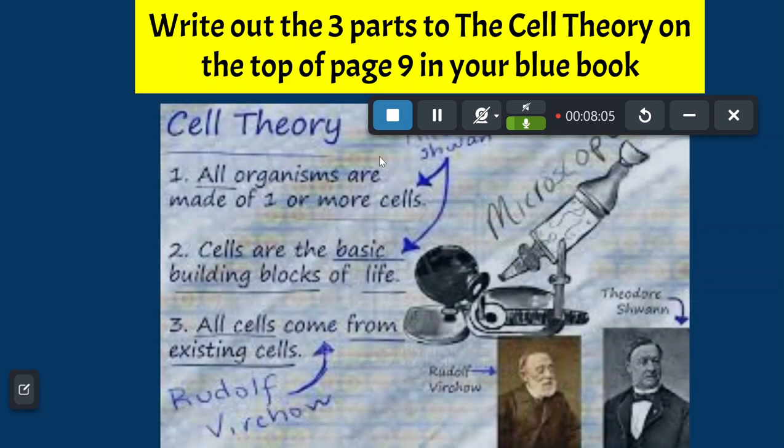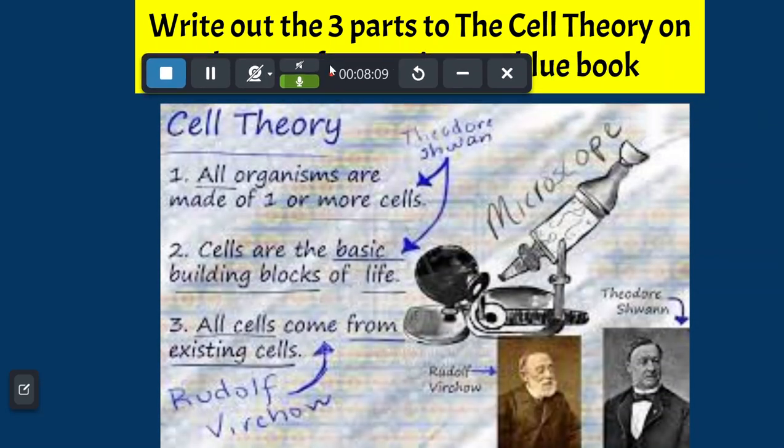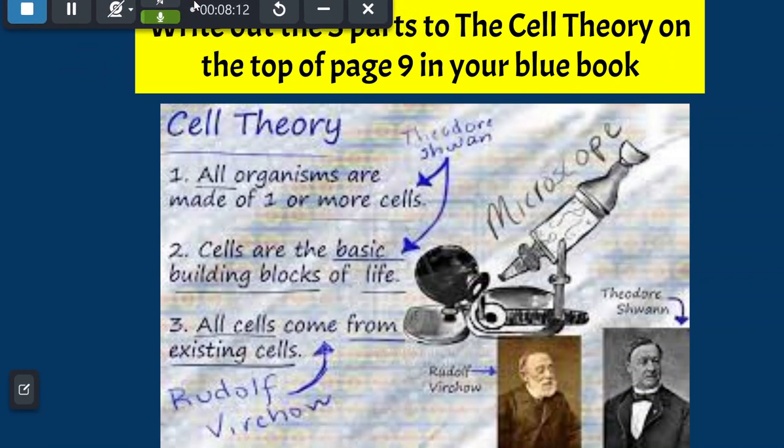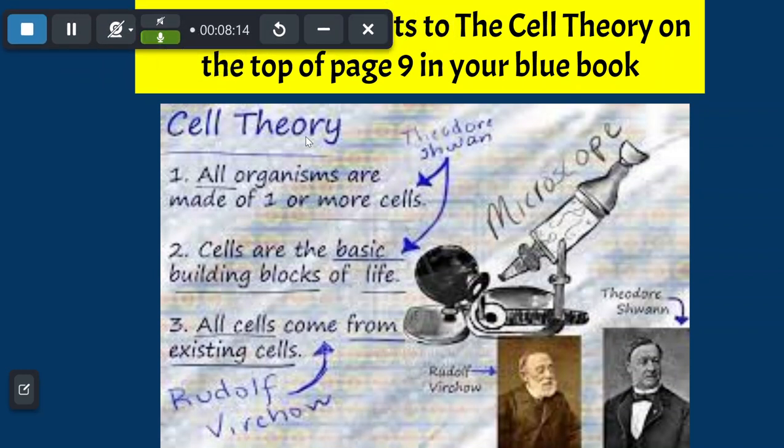All right, so cell theory, we know that we had some scientists talking about cells. Sorry, I don't know how to make that go away for us. And so they came up with 3 basic parts of cell theory. Number 1, all organisms are made of 1 or more cells. Number 2, cells are the basic building blocks of life. Number 3, all cells come from existing cells.